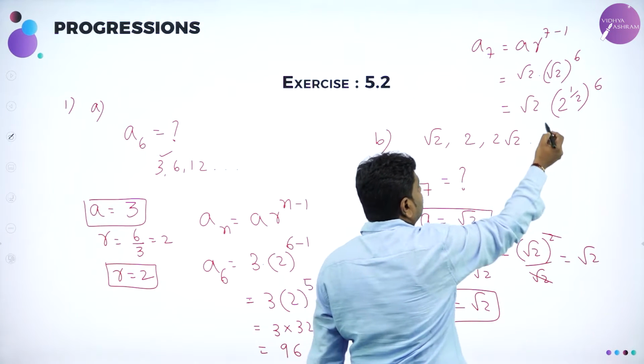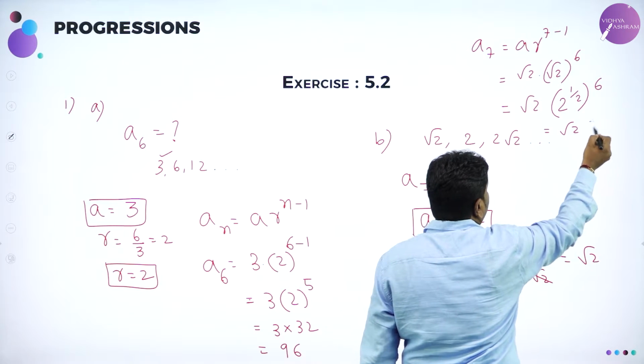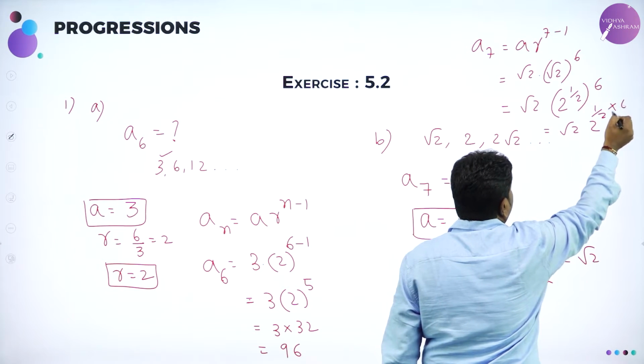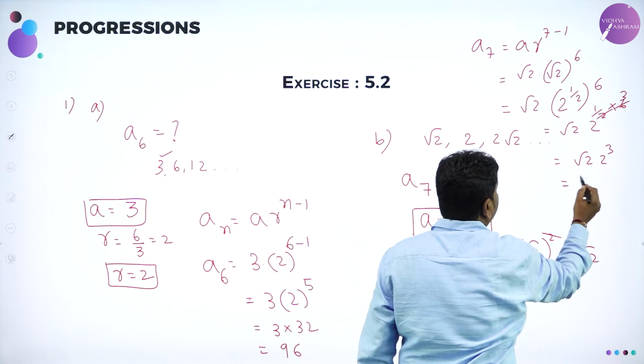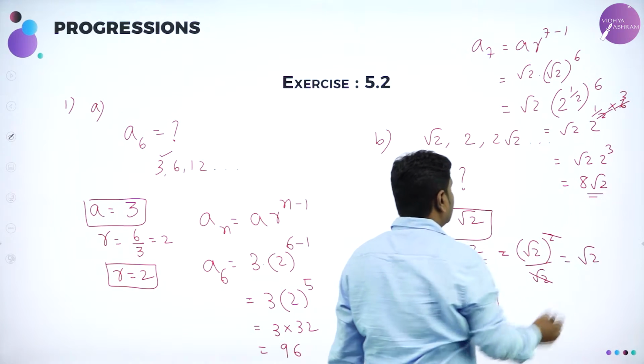So now, law of indices. So root 2 into 2 power 1 by 2 into 6. 2 ones are 2, 3 twos are... So root 2 into 2 cube. 2 cube is 8, so 8 root 2. So the answer is 8 root 2.